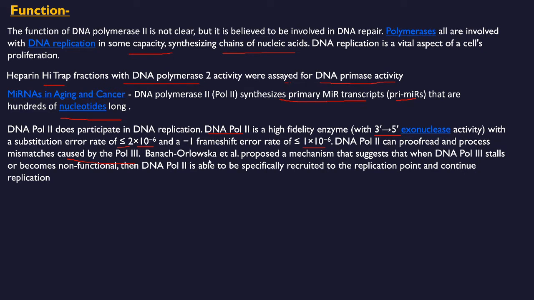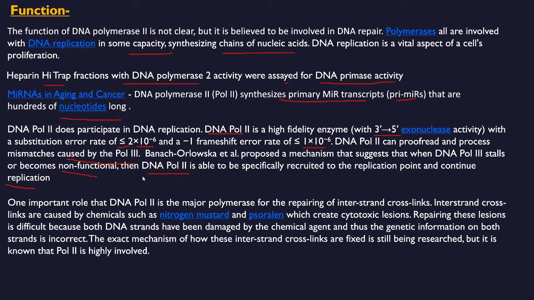Banach-Orlowska et al. proposed a mechanism that suggests that when DNA Pol3 stalls or becomes non-functional, DNA Pol2 is able to be specifically recruited to the replication point and continue the replication process. So when DNA Pol3 is paused, DNA Pol2 can accelerate the DNA replication.